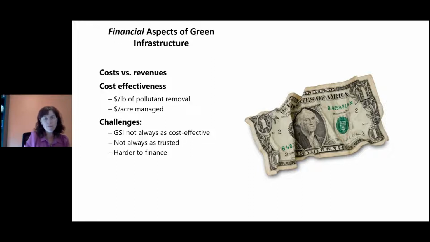Caroline's probably laughing because she'll touch on this in her presentation. Practices like rain gardens that are distributed across a landscape are sometimes located on private property. They've been harder to finance or to count as an asset in a utility's financial ledger. Again, that's changing, and I think Caroline will touch on that in the next presentation.